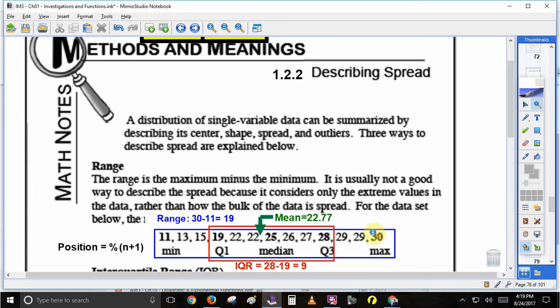If I just look at the max score, let's say this was a 30-point quiz, I could say that one person got a 30, and that was the high, and that my lowest score was an 11. So the range of my data there is 30 minus 11, or 19.